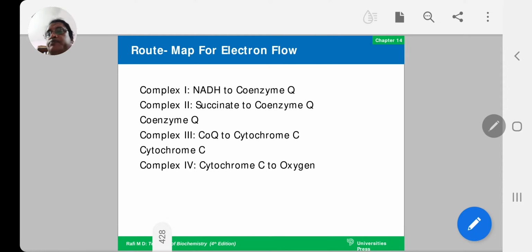The electron flow within these transmembrane complexes leads to simultaneous movement of protons across the inner mitochondrial membrane. In other words, complexes first, third, and fourth act as proton pumps. Complex second does not act as a proton pump. Only complexes first, third, and fourth act as proton pumps.